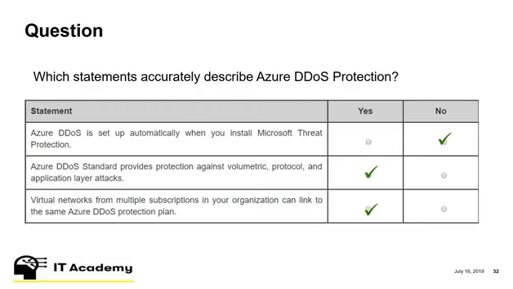The third statement, multiple networks from multiple subscriptions can all link to the same Azure DDoS protection plan. That's absolutely true, as long as those VNets are in our same subscription. The DDoS protection plan is essentially a set of configurations that can be attached to any of our virtual networks, provided they're in the same subscription. So that answer is true.